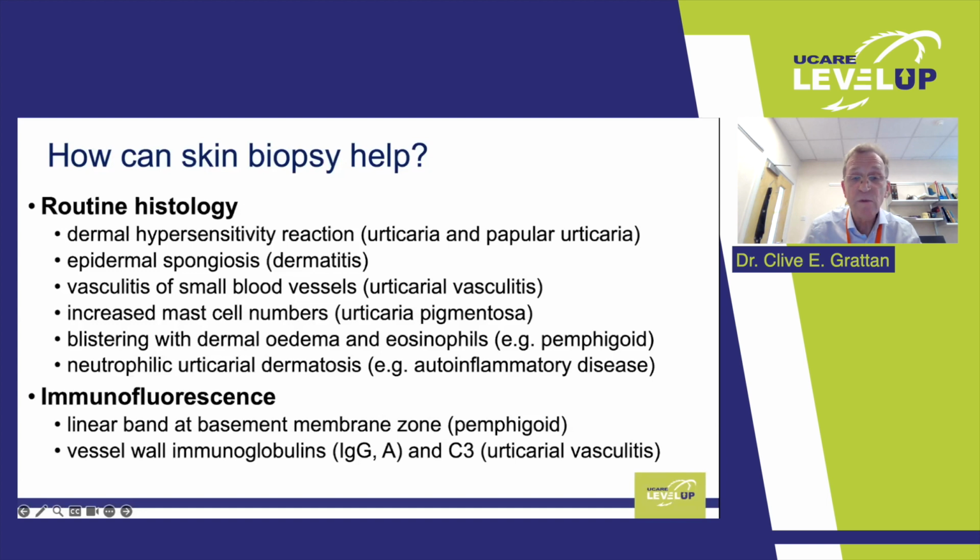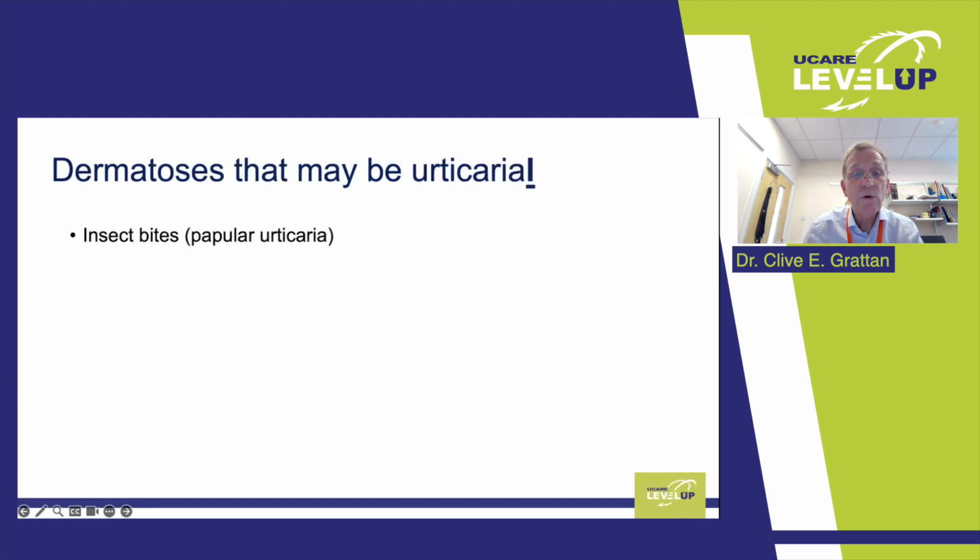Immunofluorescence may be valuable as well. For instance, the linear band at the basement membrane zone in pemphigoid, and vessel wall immunoglobulins, particularly IgG and IgA, with C3 in urticarial vasculitis. So, here are some dermatoses that may be urticarial.